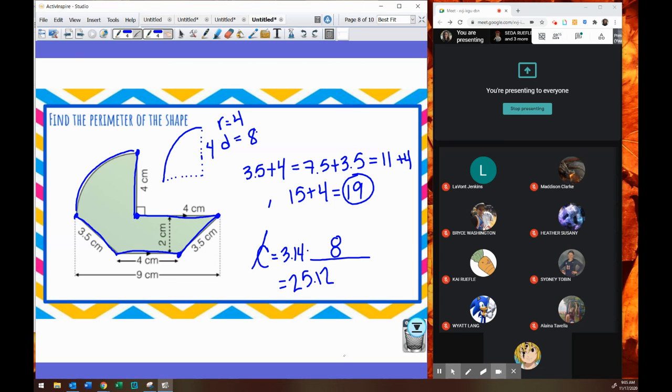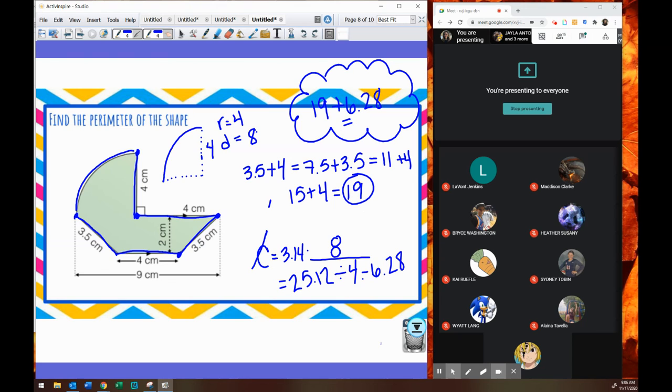Last step is how much of the circle do we have? 1/4. Divided by 4. What is it? 6.28. So the entire straight edge part was 19. There's just a lot of numbers going on. So the final straight edge part was 19 plus the curved edge, which is 6.28. What is our final outside perimeter? 25.28.